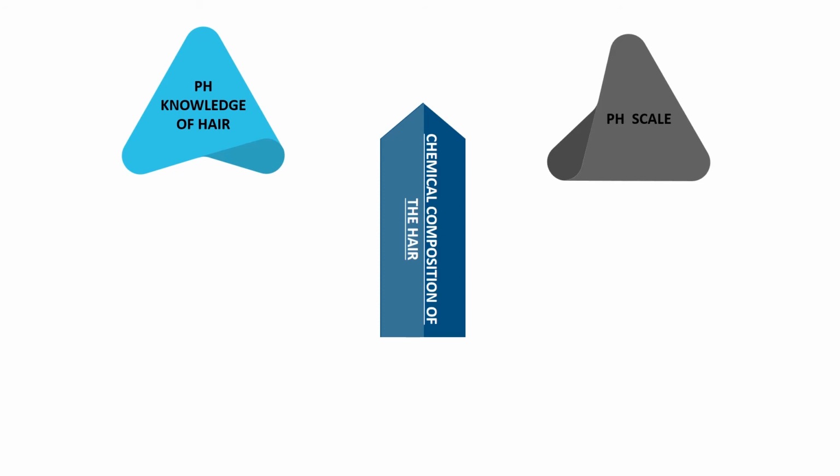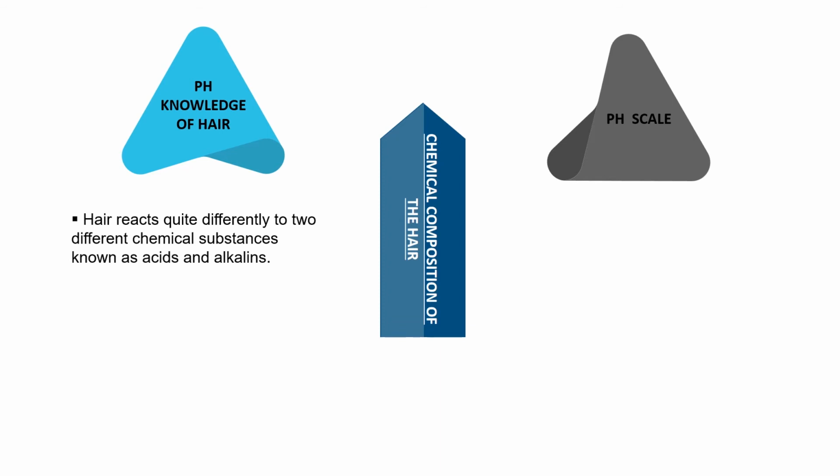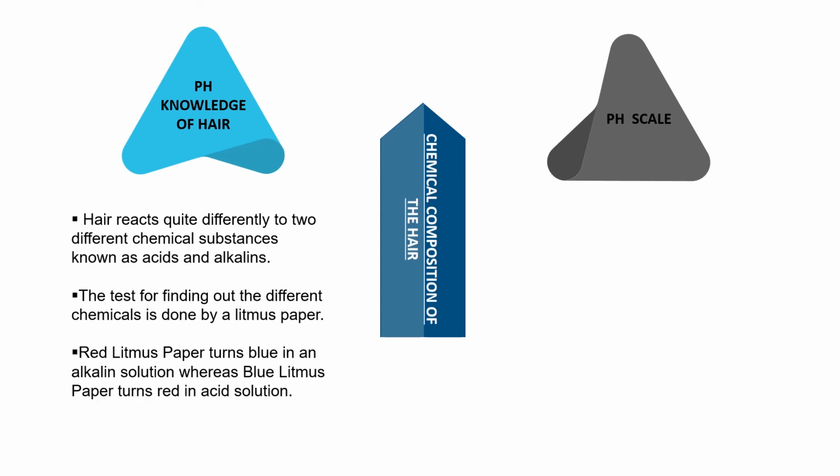It is divided again into two parts: pH knowledge of the hair and the pH scale. The hair reacts quite differently to two different chemical substances known as acids and alkalis. Finding out the different chemicals is done by litmus paper. Red litmus paper turns blue in an alkaline solution, whereas blue litmus paper turns red in an acid solution.